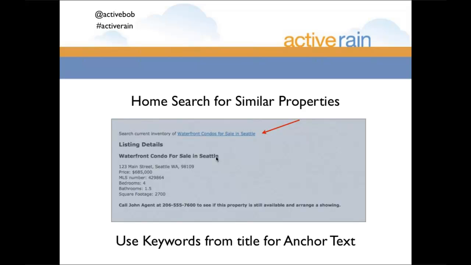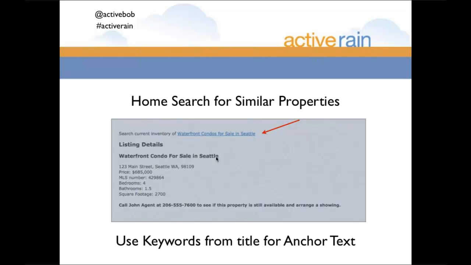Right? We've given them reasons to disqualify, and so in conjunction with that, we want to give them an option or a pathway to find other things that might suit their needs related to how they found us. And if they found us because they were looking for waterfront condos for sale in West Seattle, right, we want to make sure that we give them a clear path. And so the very first thing that I'm going to do is give this search current inventory of waterfront condos for sale in Seattle.